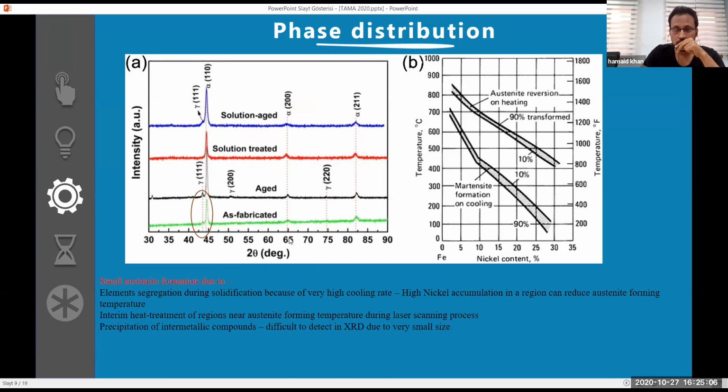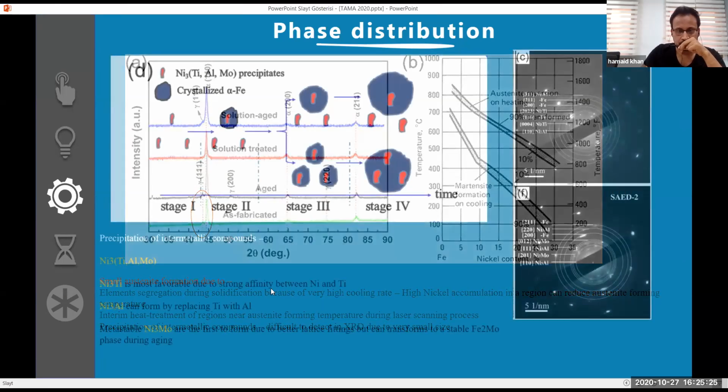Contrary to this, in the conventional components, normally austenites are not seen. Or even if there are some austenites, the concentration is very low. So interim heat treatment regions near austenite forming temperature result in the formation of more austenite. And moreover, more intermetallics can form.